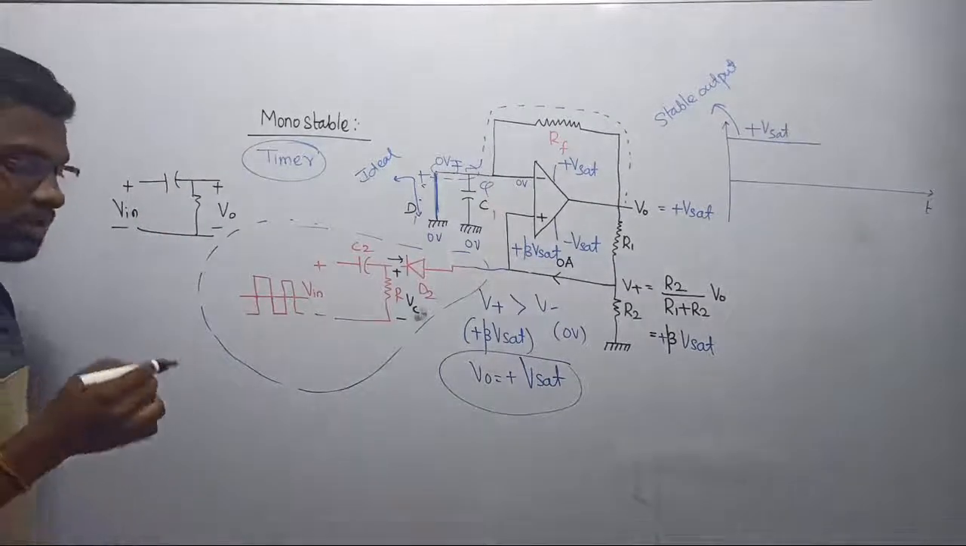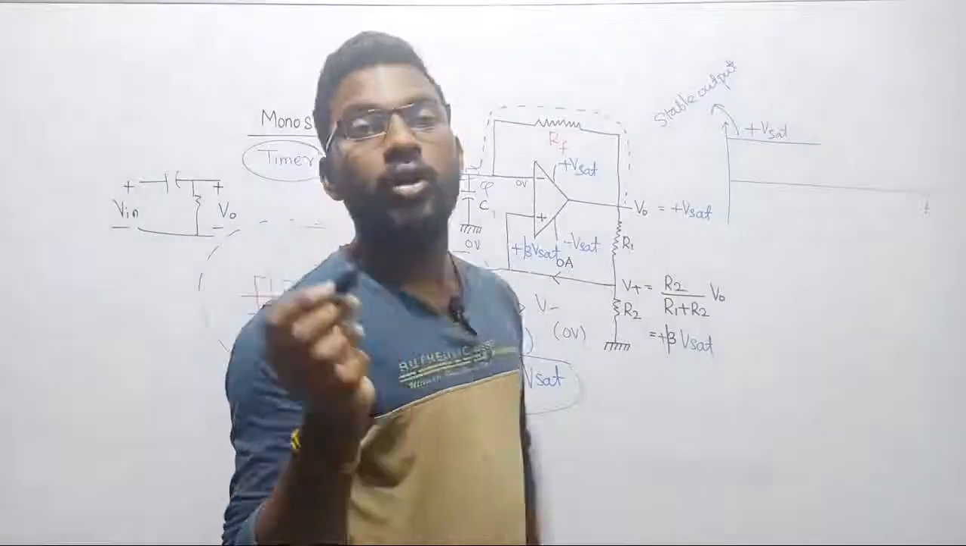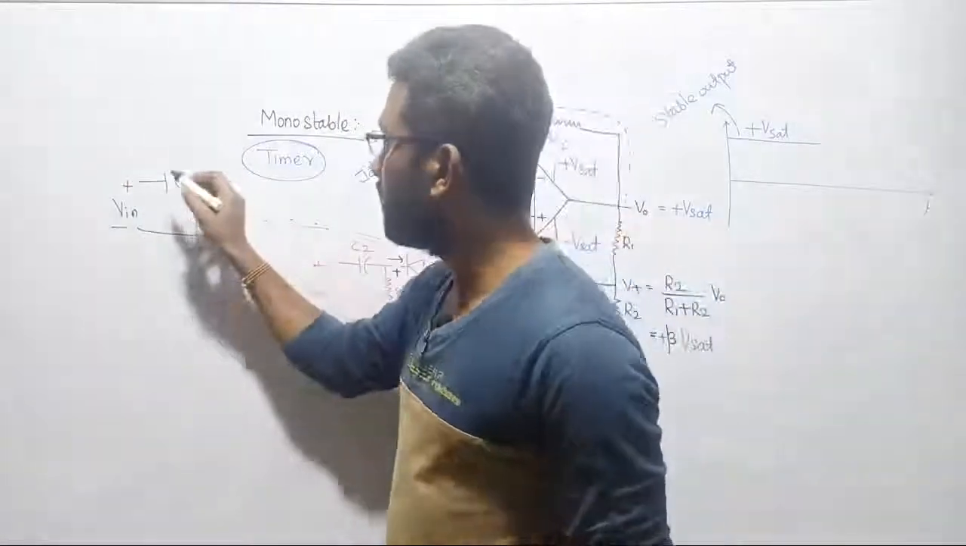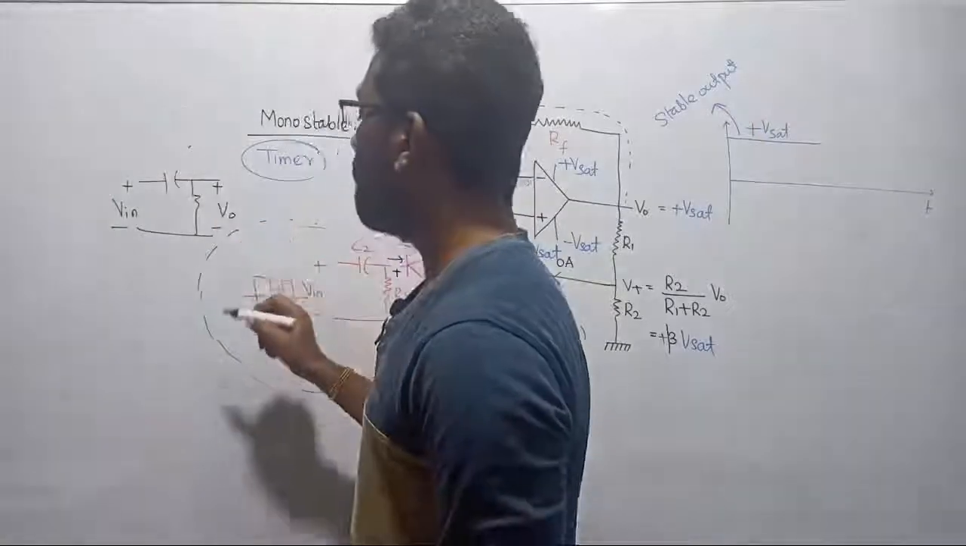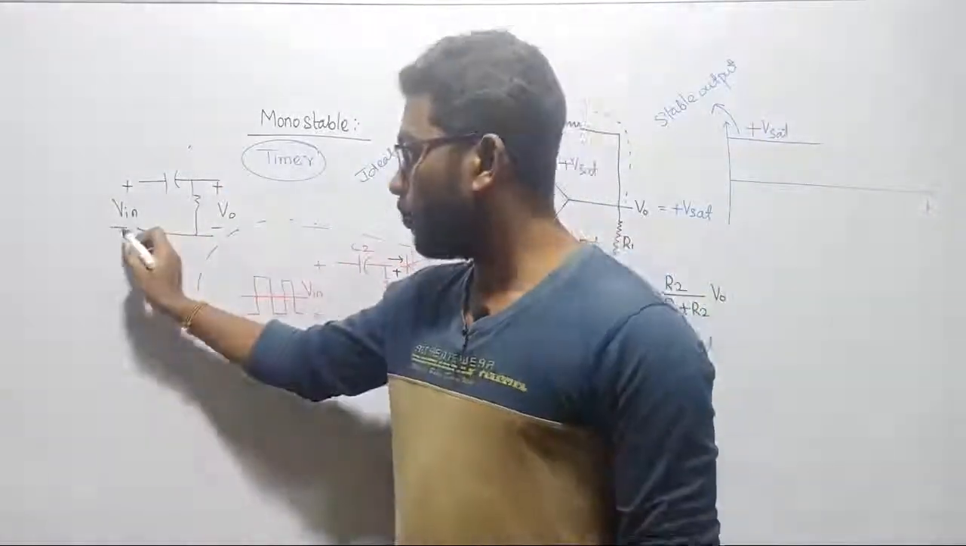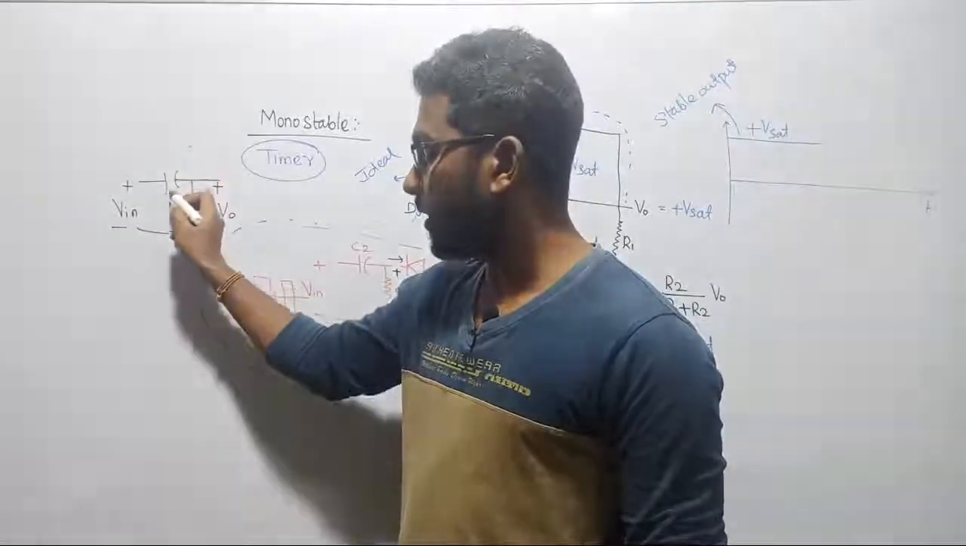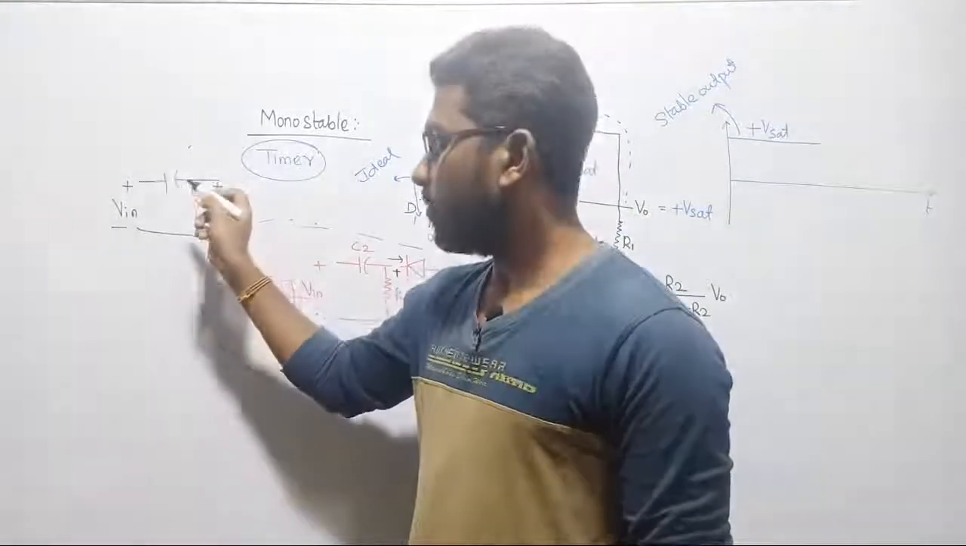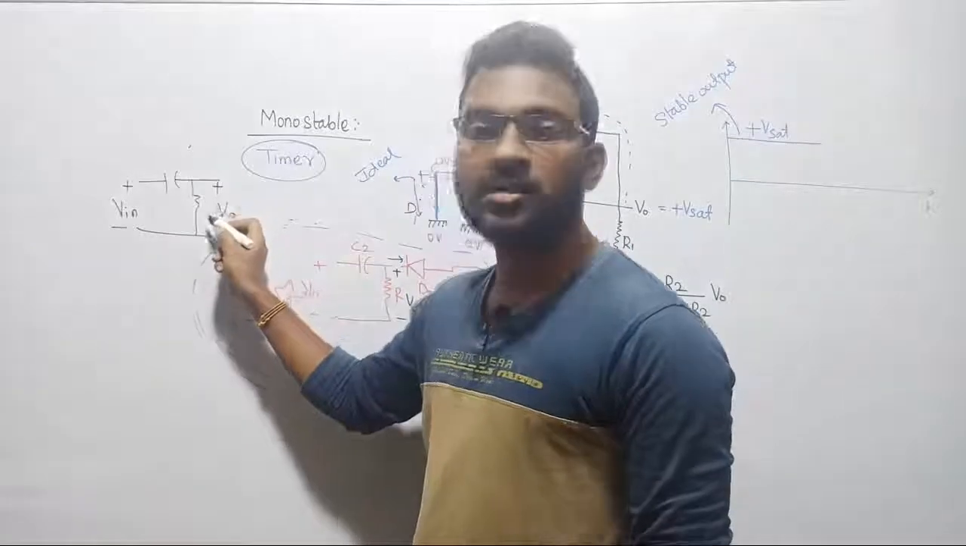Differentiator, right? In an RC circuit, if you are measuring the voltage across the capacitor, then that is called a low pass filter. If you are measuring the voltage across the resistor, then that is called a high pass filter. By giving the input voltage, if I measure the voltage across the capacitor, that is a low pass filter. If I measure the voltage across the resistor, that is a high pass filter.